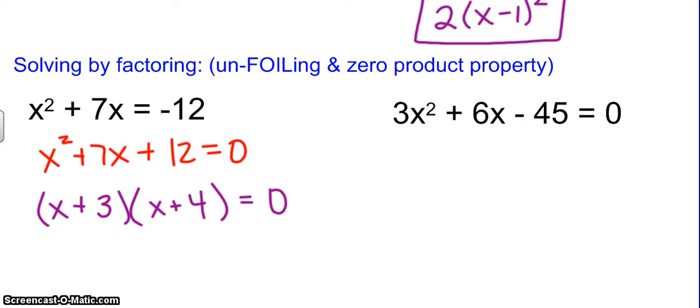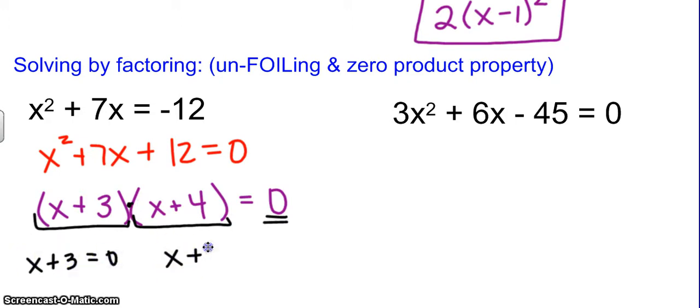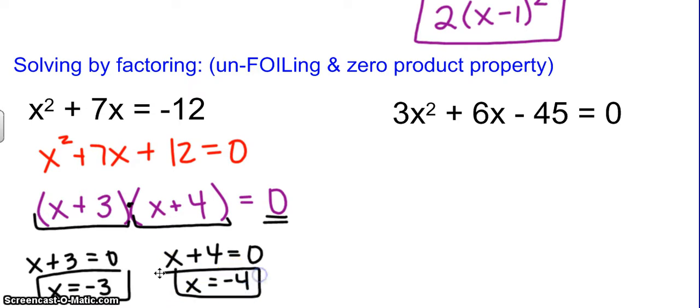Now, because we are solving, we have two things being multiplied to 0, which means either the first one is 0 or the second one is 0. Remember, this only works because we're multiplying to 0. So that means that x is equal to negative 3, or x is equal to negative 4. Solved it all out. Alright, next one.